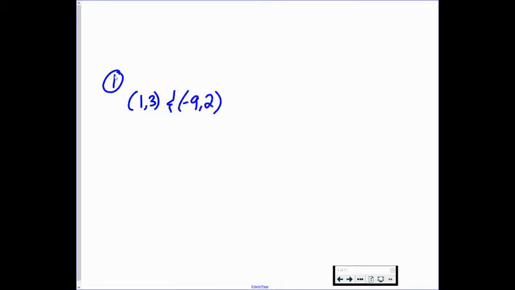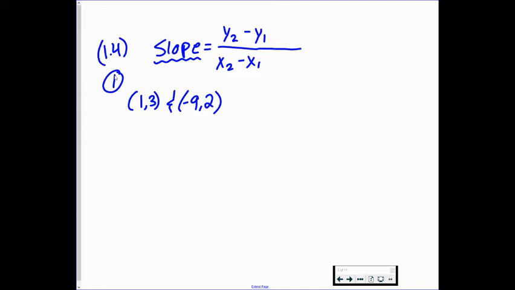Before we go through this problem, let's remember slope and what the formula is. So slope, remember, is y2 minus y1 divided by x2 minus x1. These are both ordered pairs that you just plug in to find the slope. So this is the formula we're going to use. This does come from section 1.4 because that's where we learned about slope. So let's go ahead and plug these in.